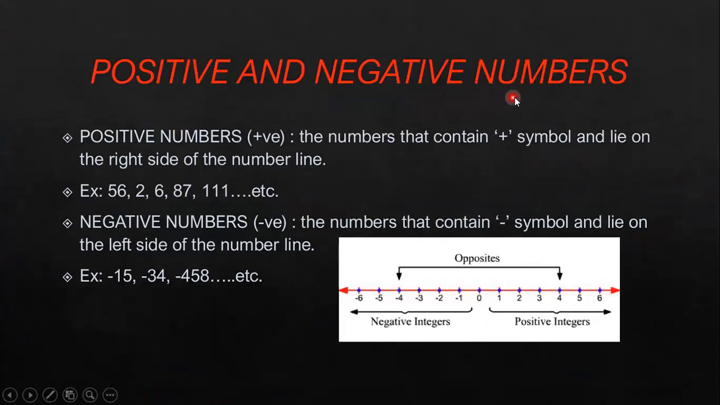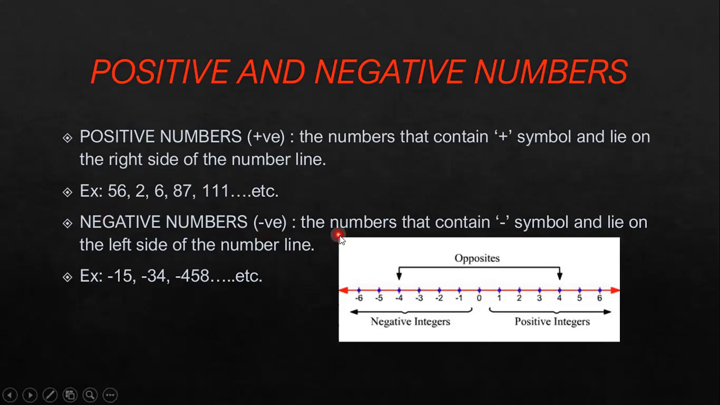Next is positive and negative numbers. What do you mean by positive numbers? The numbers that contain the plus symbol and lie on the right side of the number line. So positive numbers we write with the plus symbol, and on the number line we write these positive numbers on the right side. Example: 56, 2, 6, 87, 111, etc. And one more thing you have to observe: if we don't represent any sign in front of a number, then it is a positive number.